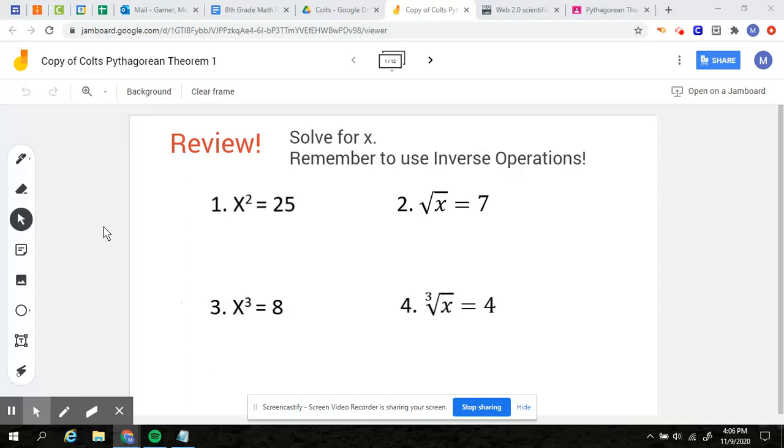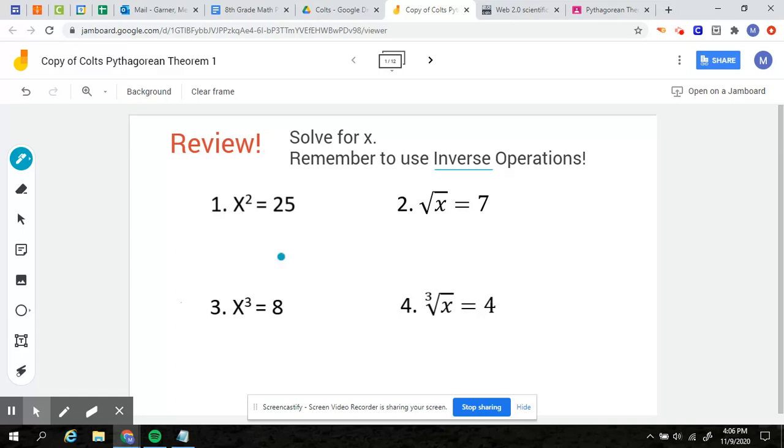So this first page here is just a quick review from the square and cube roots that we started last week. And the main thing you need to keep in mind is that we're going to be using inverse operations. All this means is opposite. Just like addition and subtraction are opposites, and multiplication and division are opposites, a square and a square root are inverse operations, and a cube and a cube root are inverse operations.